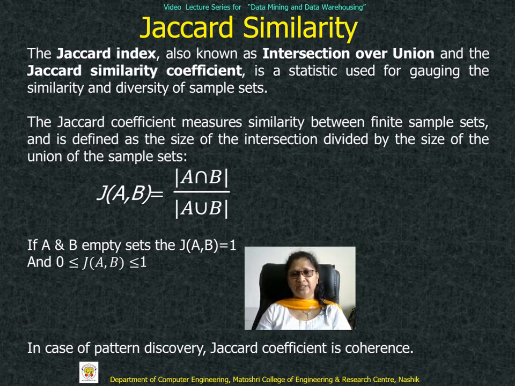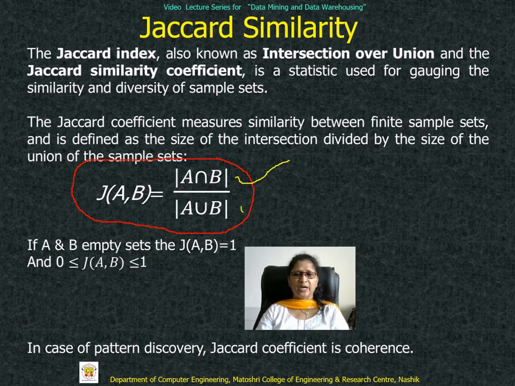Jaccard coefficient measures similarity between finite sample sets and is defined as the size of the intersection divided by the size of the union of the sample sets. This formula is used for computing Jaccard similarity between any two sample sets, the ratio of the cardinality of the intersection to the cardinality of the union. Note that when both sets A and B are empty, similarity comes out to be 1, and similarity always lies between 0 and 1.